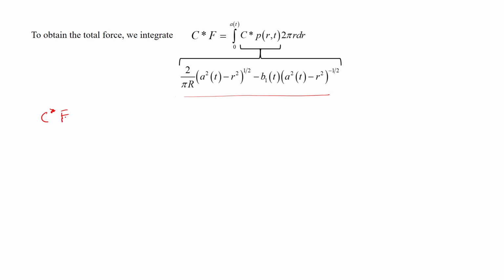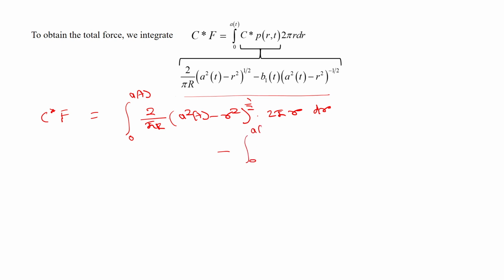Remember the pressure is varying, so F is also varying with respect to time, and this is 0 to A of t. Let us say this is 2 by π r into the square root of a squared t minus r squared, and 2πr dr. And minus, let us say the other second one. This is 0 to A of t, and this is b1 of t, and this is (a squared t minus r squared) to the power minus half, and 2πr dr.